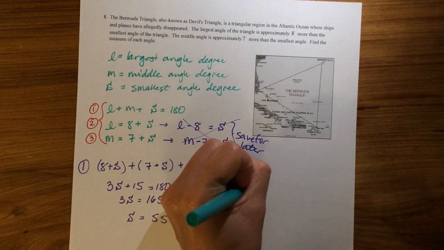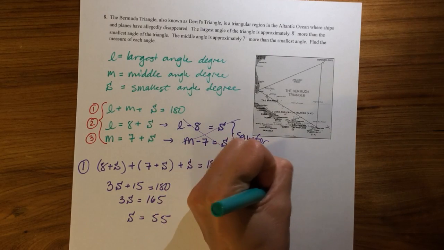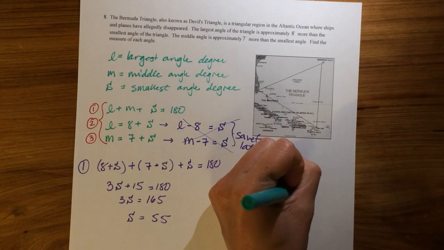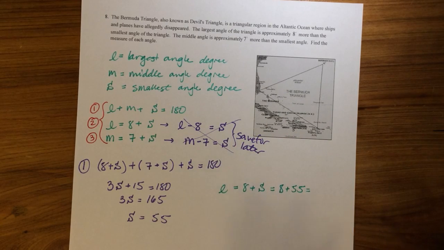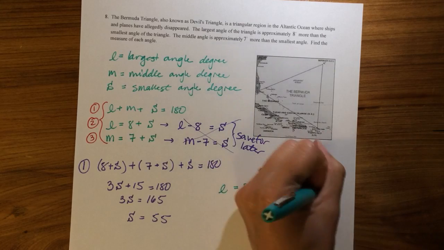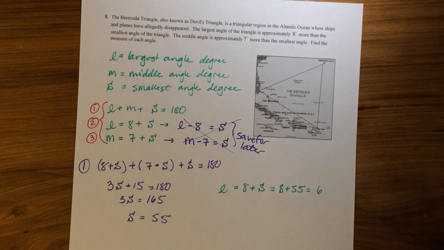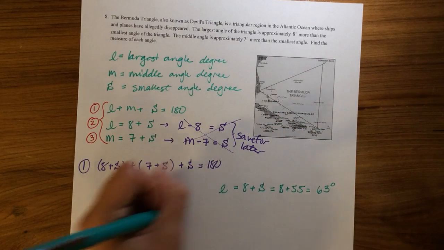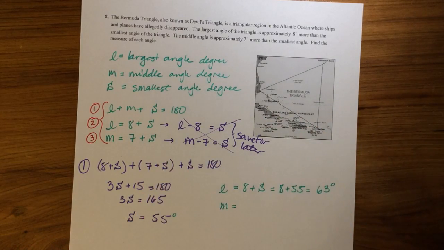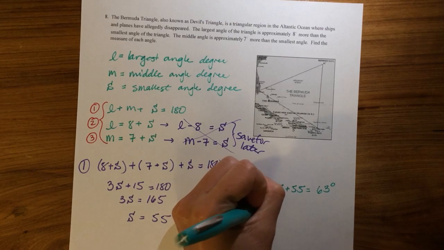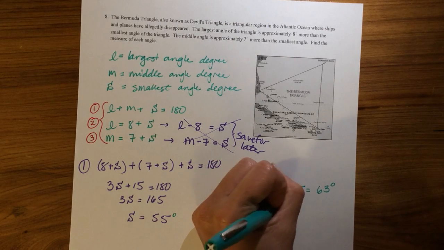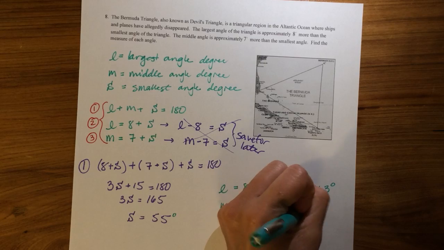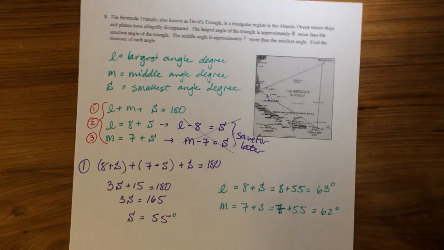Because L equals 8 plus S. So this is 8 plus 55, which is equal to how much? How much is it? 8 plus, let's see, 55 is 63. That's what my brain thought, but for whatever reason, it just didn't want to agree. Now M is equal to 7 plus S. So this is 7 plus 55, so this is 62.